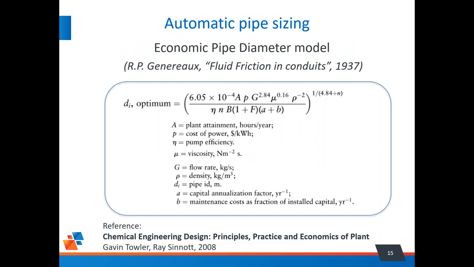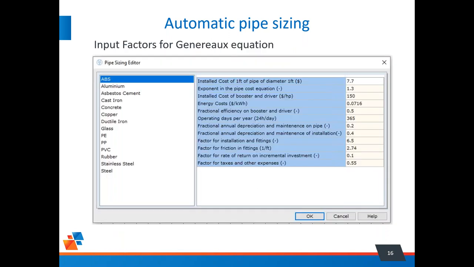The economic pipe diameter model looks at calculating the minimum diameter that this complicated formula would be calculated based off of. It considers installation costs, the amount of time the plant is operating per year, energy costs, pump efficiency, and so on. This is the dialog box in FluidFlow, where users are able to define even their own pipe materials and come up with realistic values of these parameters. This list that you see here is out of the box FluidFlow, so no customization in this case.